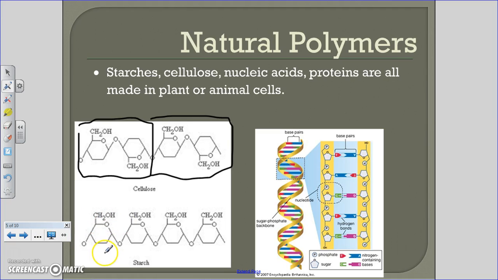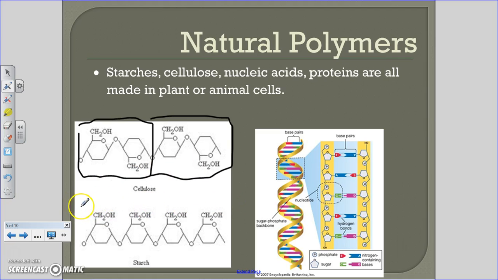And starch, very similar. It has the same structure here. If you look, this ring is the same. We have 1, 2, 3, 4, 5 carbons plus our CH2OH up here, and our oxygen. But what's different about it is the way that they are attached together. All of the CH2OHs are on the same plane. Here it's alternating 1, 2, 1, 2. Here we all have them across the top.